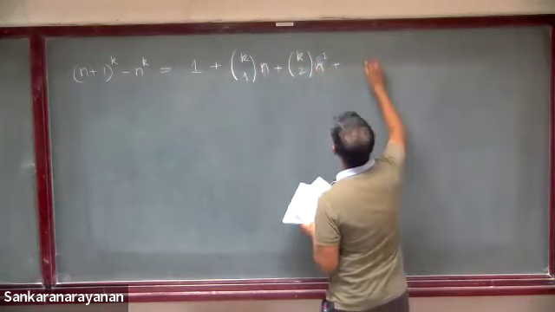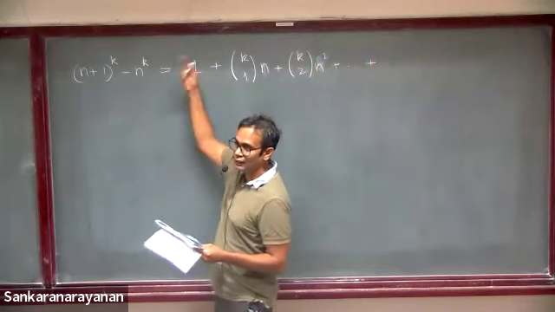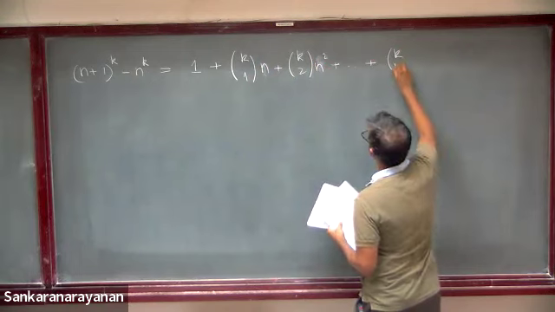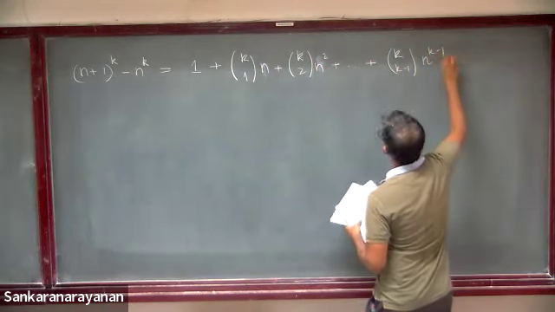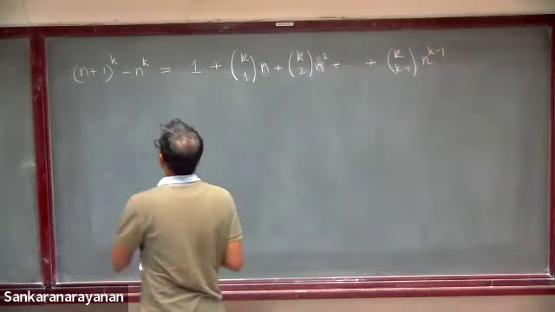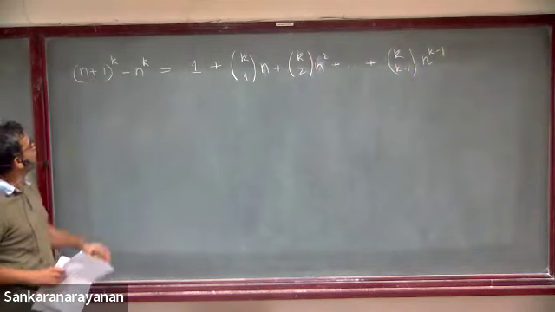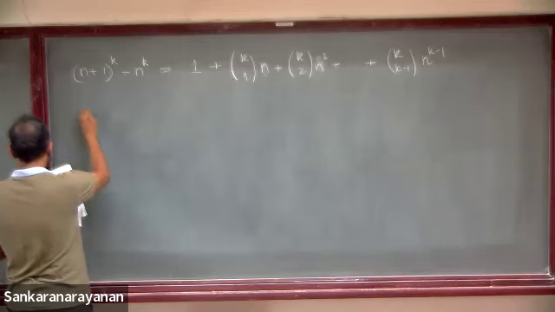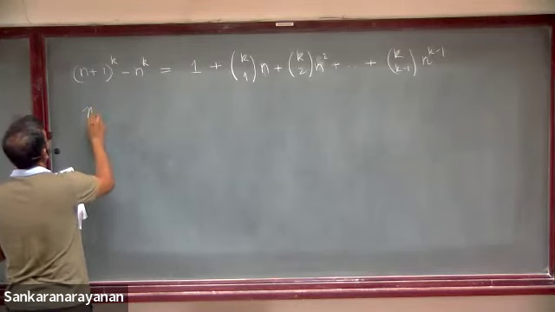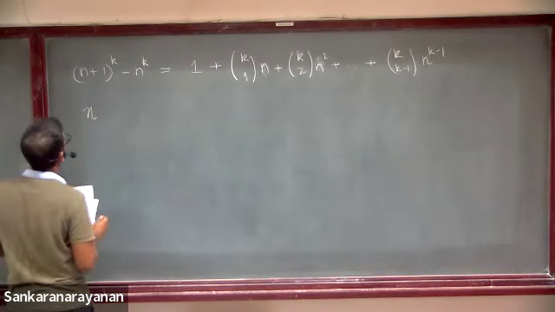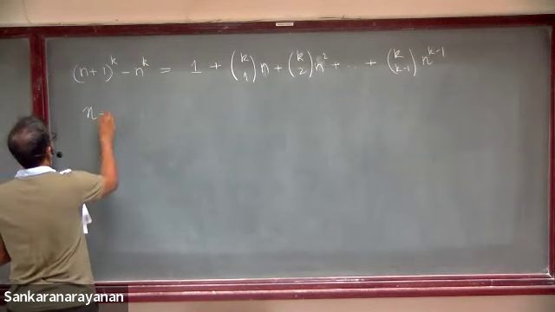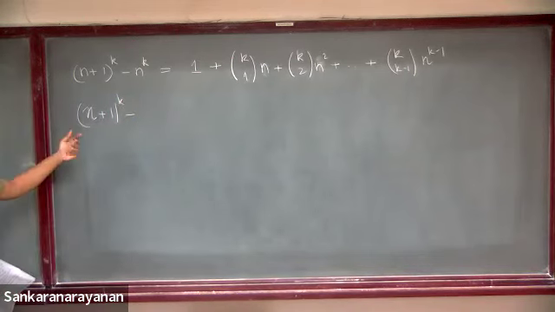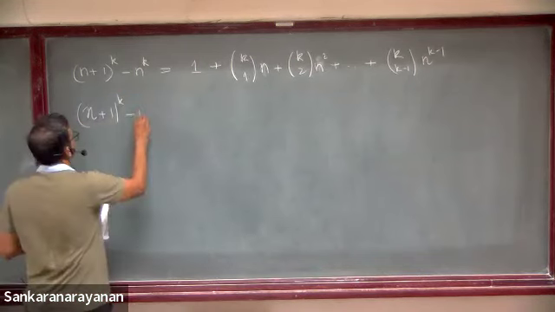And what's the last term? The n to the power k term cancels off, so it's n to the k minus 1: k choose k minus 1, n to the power k minus 1. And this is actually quite nice, because this is n plus 1 to the k minus n to the k. So now if I take this and sum it up, I'll get n plus 1 to the power k minus n to the k plus n to the k minus n minus 1 to the k, and so on, right?